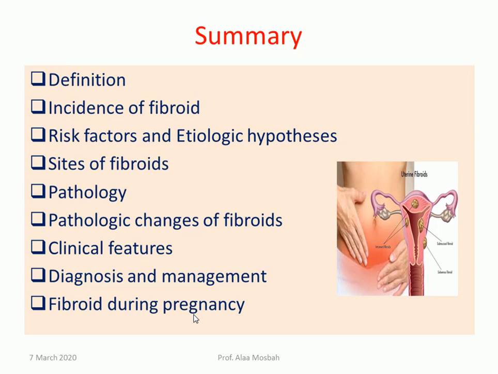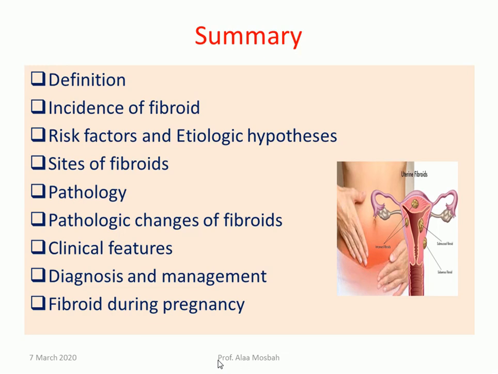Sarcoma, leiomyosarcoma, is rare, constituting less than 0.1%. And other complications like torsion, hemorrhage, infection, and vascular changes may occur. The clinical features include heavy menstrual bleeding, pelvic pain, abdominal pain, bowel symptoms, and urinary symptoms, and backache, dyspareunia. Sometimes it may cause infertility or recurrent miscarriage.